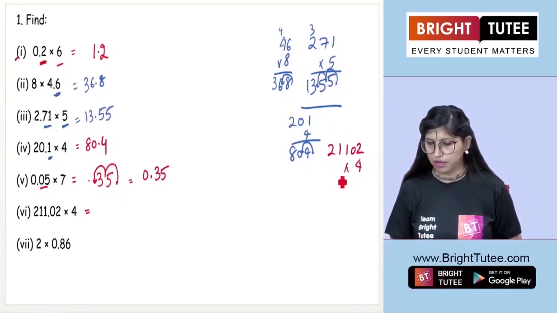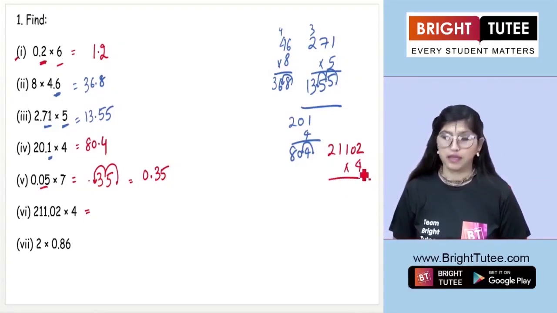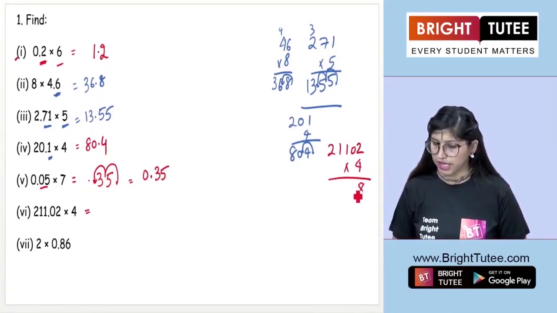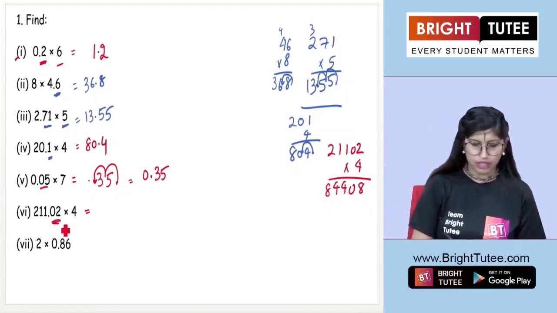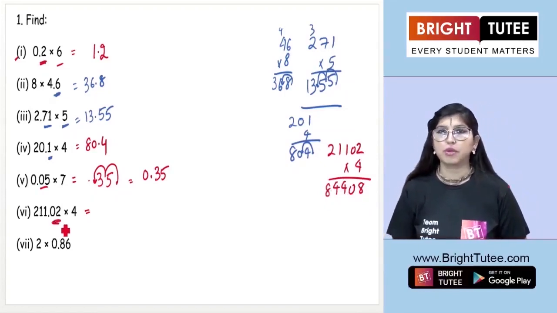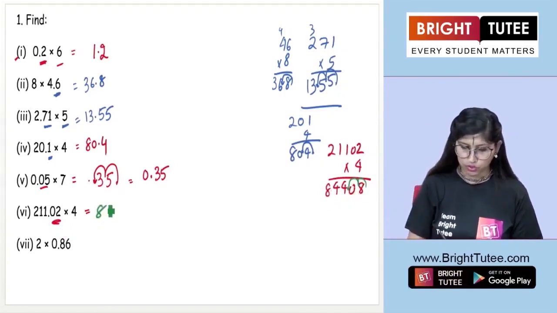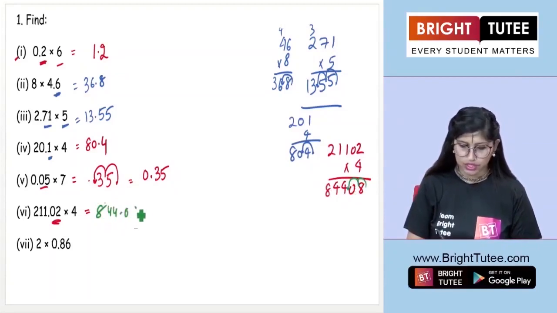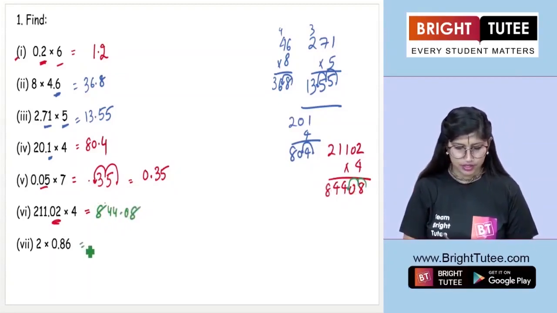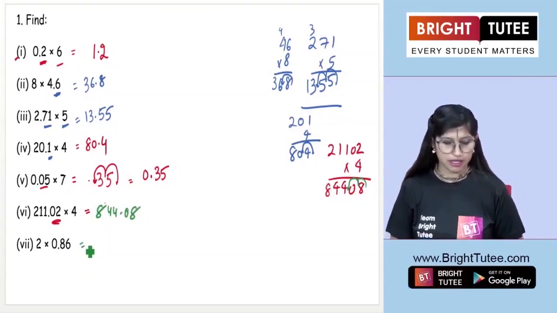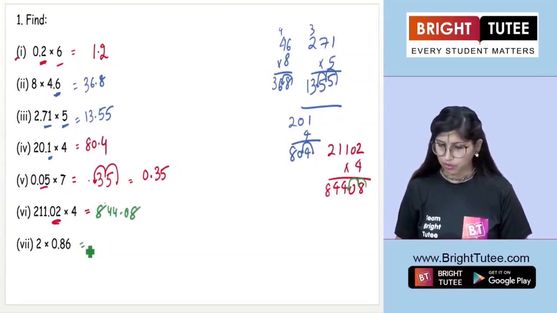Now 2111 multiplied by 4 for the next part, which is part 6. 4 times 2 is 8, and we get 8448. Now we have two digits after the decimal point. So we will be shifting two places to the left. So we'll be getting 844.08.